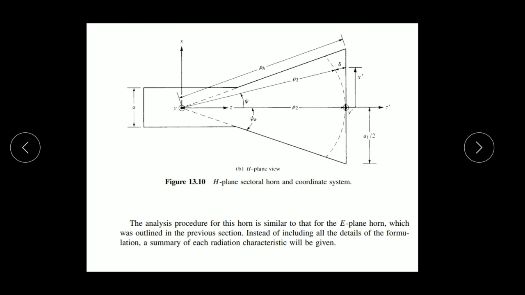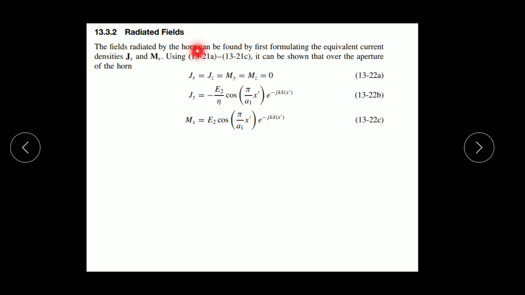The analysis procedure for this horn is similar to that for the E-plane horn, which was obtained in the previous section. Instead of including all the details of the formulas, a summary of the radiation will be given. The field radiated by the horn can be found by first formulating the equivalent current densities Js and Ms over the aperture of the horn. These are the current densities on the horn.